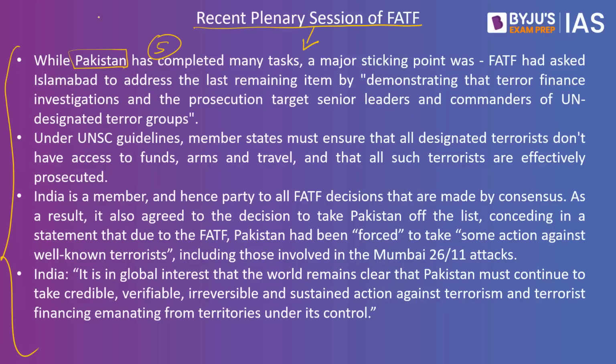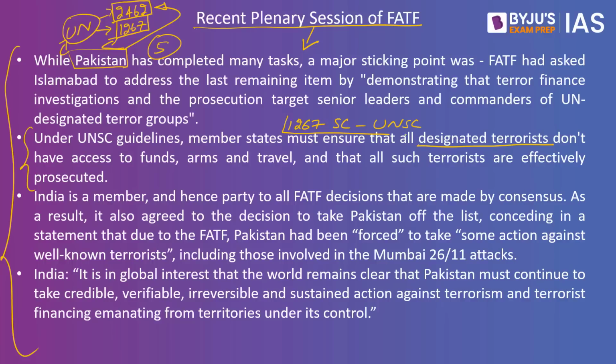Pakistan was failing to implement the standards recommended by the United Nations under Resolutions 2462 and 1267. Pakistan had failed to criminalize terror financing as per UN Resolution 2462, and it had failed to impose the sanctions under the 1267 Sanctions Committee. Globally designated terrorists by the 1267 Sanctions Committee of the UNSC are supposed to be brought under financial sanctions, where all their financial assets will be frozen, along with an embargo on their travel and their ability to access arms and weapons.